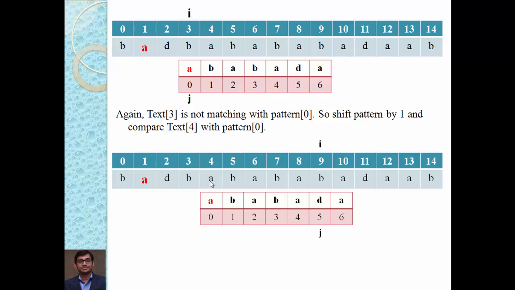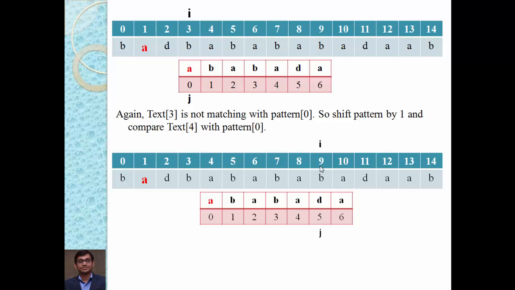Then again compare A of text with the A of pattern. So A and A both are the equal character. Then compare next two character, B and B both are equal. Then again A and A equal, B of text and B of pattern both are equal. The next character A and A both are equal. Then here B and D both are not equal.